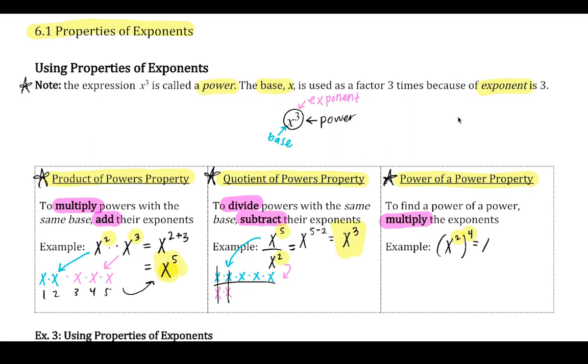So altogether, this will be x raised to the 2 times 4 power, and then 2 times 4 is 8, so altogether, x to the 8th power. And then this one, you can see it by expanding as well. So just the x squared part, that's x times x. But I actually have 4 of those because x squared is being raised to the 4th power. So I'm going to write out 4 of these x times x's.